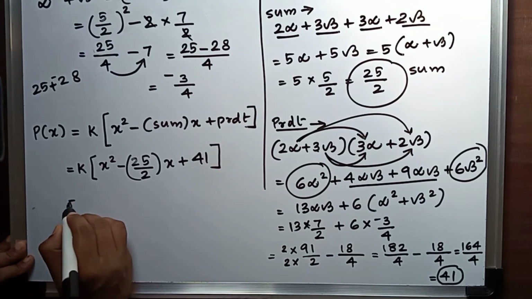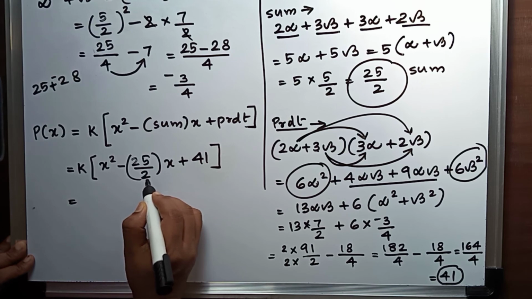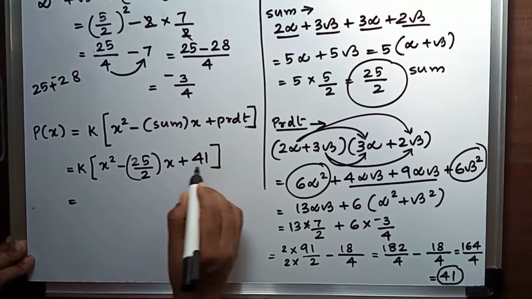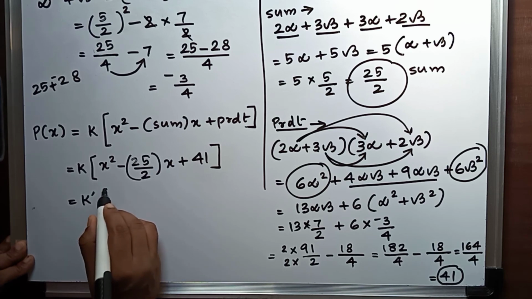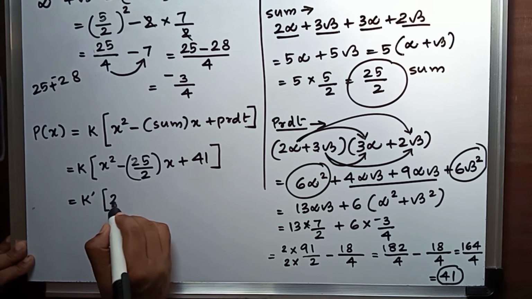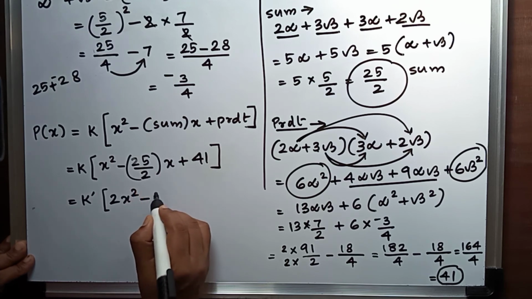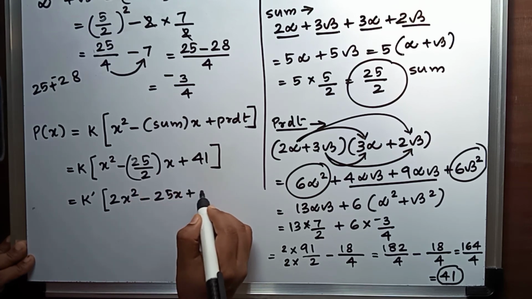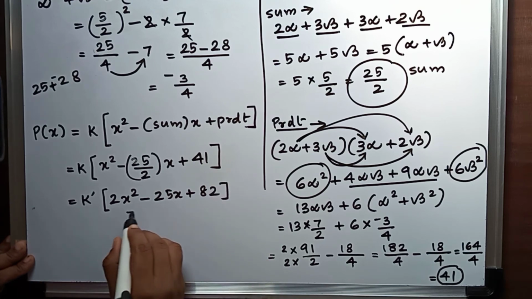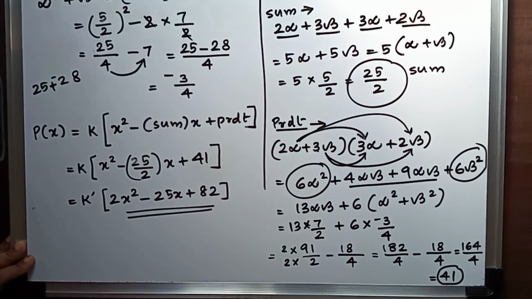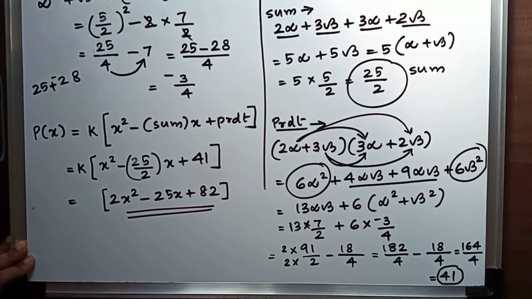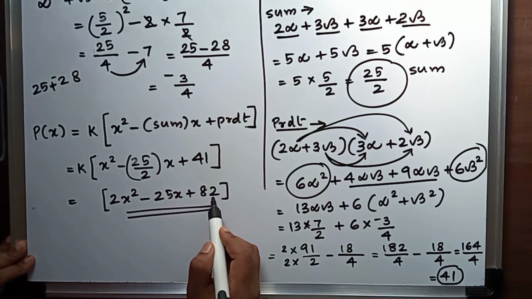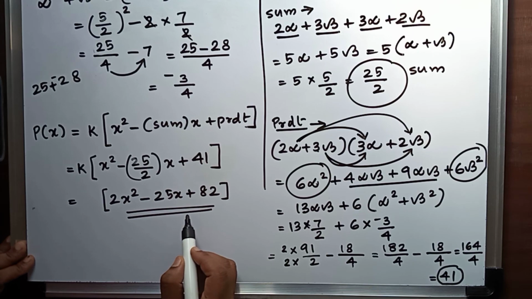Okay. Now, see here we have a 2 in the denominator. We can just multiply each and every term by 2. Okay. Then again we can say k. K is here. See, 2 into x square, 2x square minus 25x plus 82. See, this is the required polynomial. Okay. For convenience, we can avoid this constant term. Okay. 2x square minus 25x plus 82 represents the donation by Akshita.